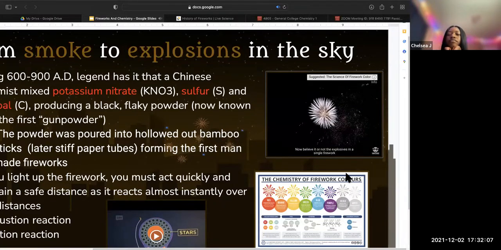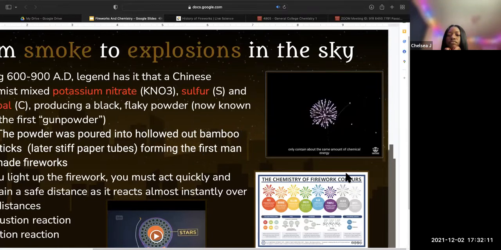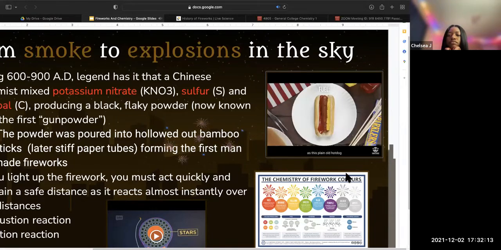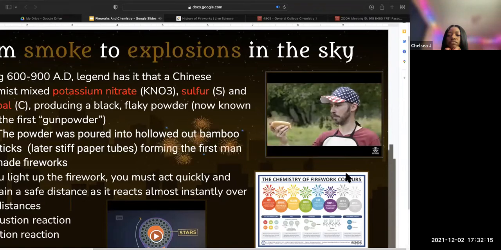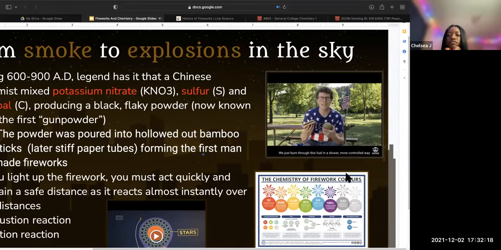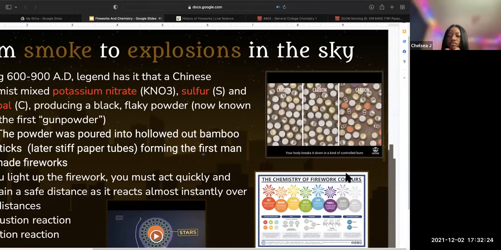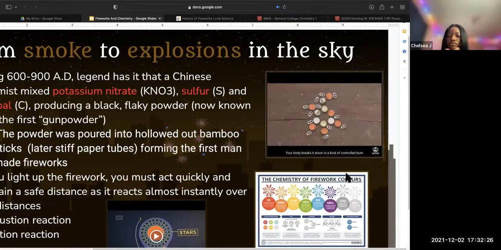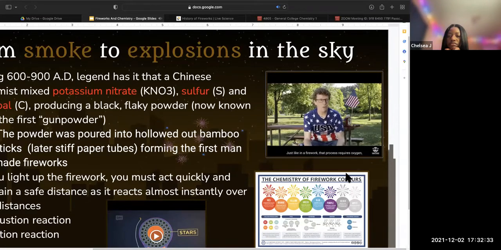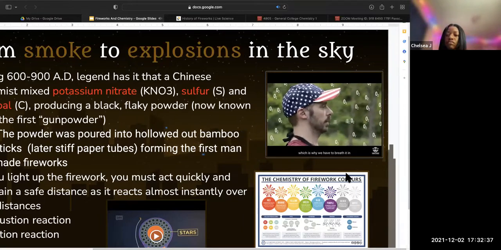Now, believe it or not, the explosives in a single firework only contain about the same amount of chemical energy as this plain old hot dog. We just burn through this fuel in a slower, more controlled way. Just like charcoal, this hot dog is chock full of carbon. Your body breaks it down in a kind of controlled burn. Each step releases a tiny bit of the energy stored in the hot dog. Just like in a firework, that process requires oxygen, which is why we have to breathe it in.